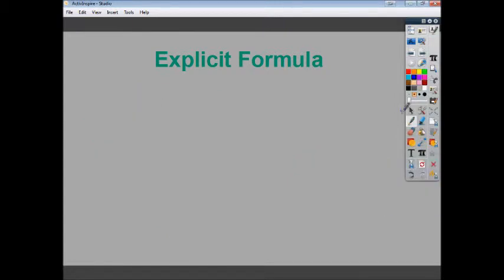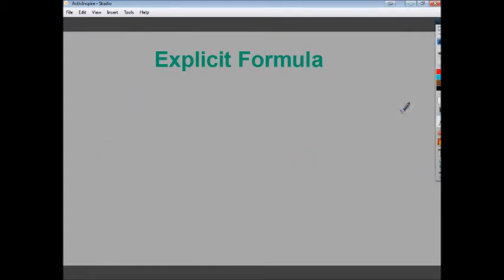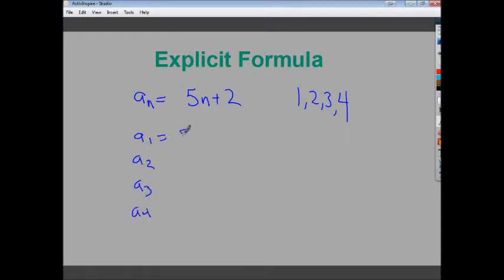Now, in terms of how you may see explicit formula questions worded, they may say a sub n equals 5n plus 2. They may want to know the first 3 terms or the first 4 terms in the sequence. All you're going to do is pick your n values. So for a sub 1, 2, 3, and 4, I'm just going to plug the number of the term in and then simplify the result.